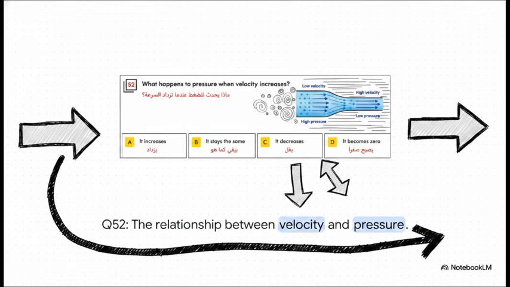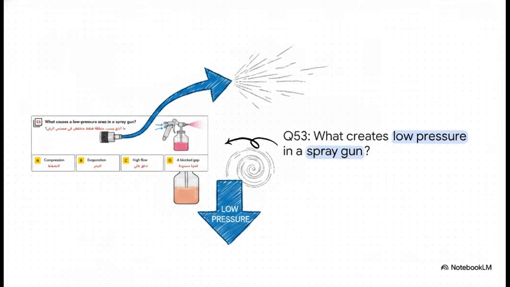Think about a fluid entering a narrow pipe. Its velocity becomes very high. So the crucial point here is applying Bernoulli's principle. As velocity goes up, pressure goes down. Easy. The correct answer is C. It decreases.